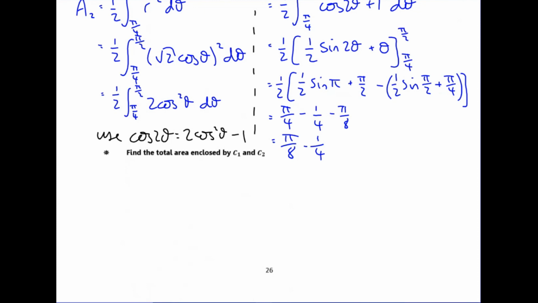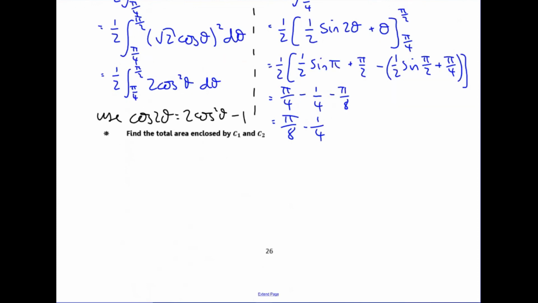Final step is to add these areas up. So looking at the diagram that we had, 2 areas that were adding together. I'm not subtracting one from the other one. So the total area is going to be my A1 plus my A2.